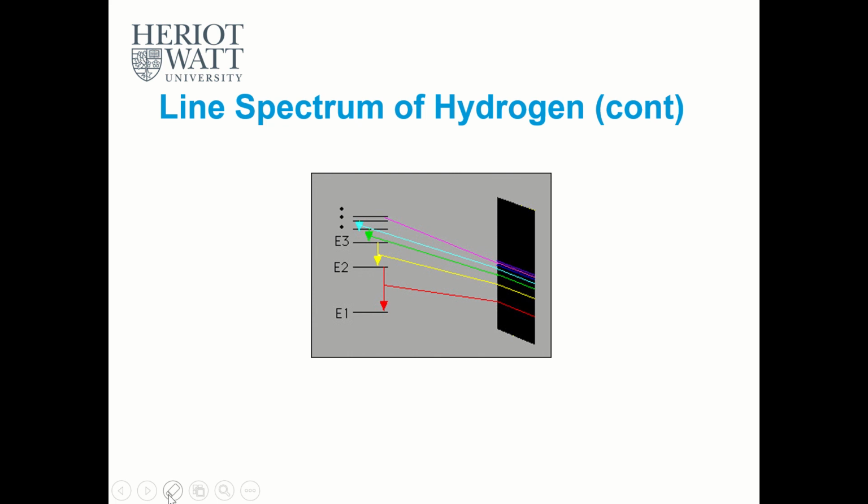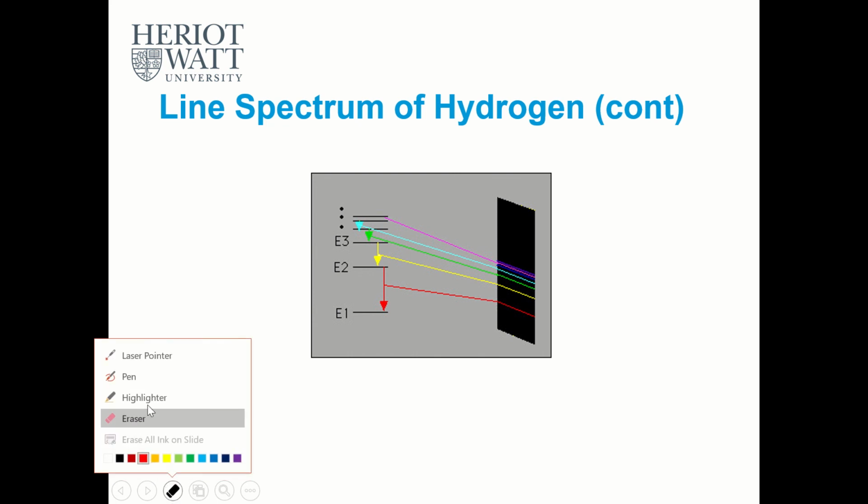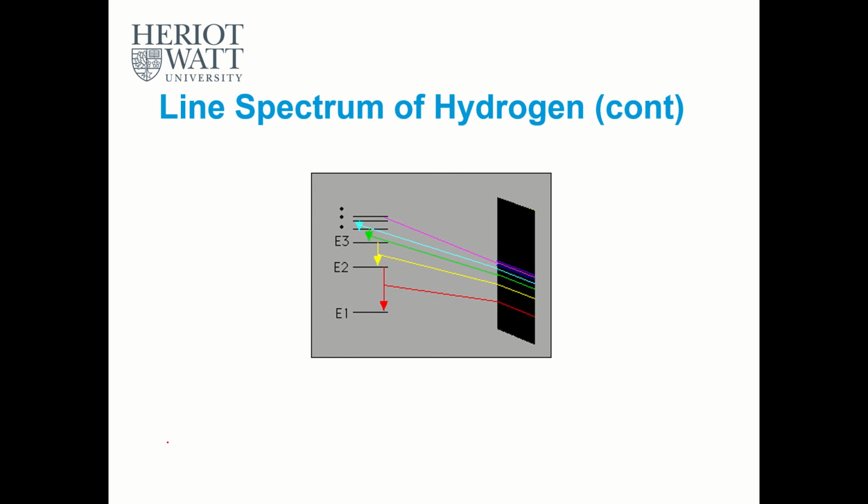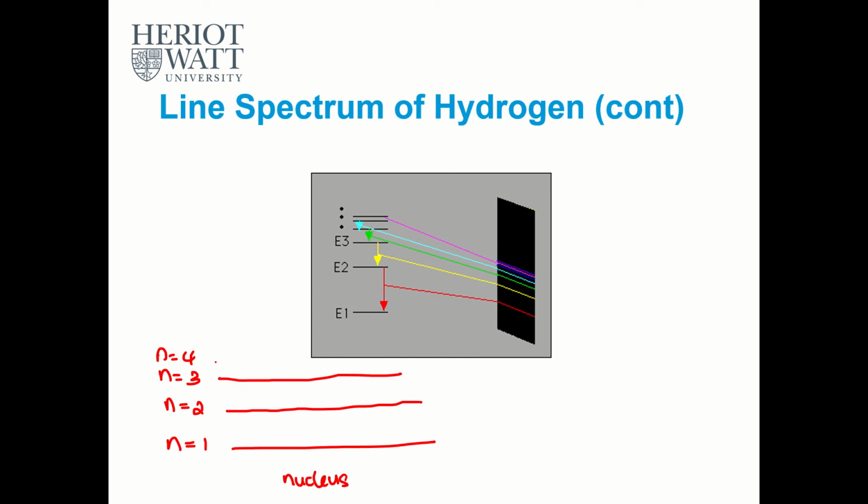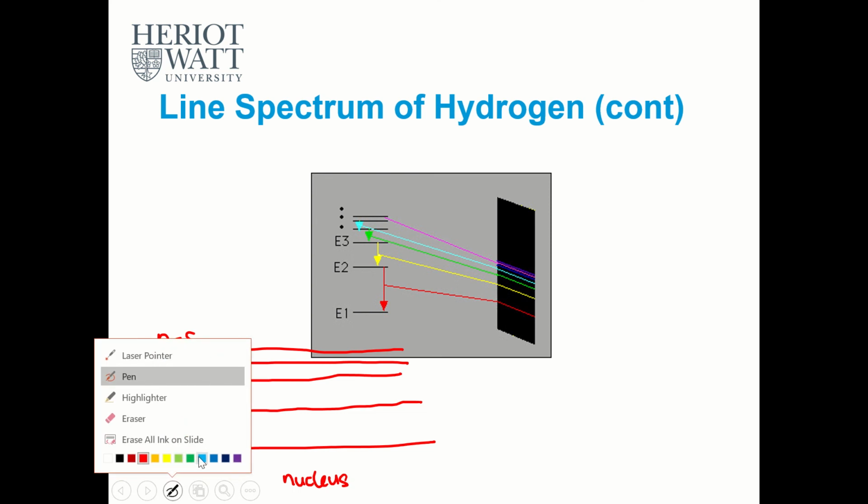Imagine now I have sodium atoms, or an unknown element. n equals 1 is the first shell. This is the nucleus. Then n equals 2, n equals 3, n equals 4, with the first line, second line, third line, fourth line, and then n equals 5 and the fifth line. Imagine these are the electron shells. n equals 1 is the first shell, closest to the nucleus, and we have electrons in it, of course.